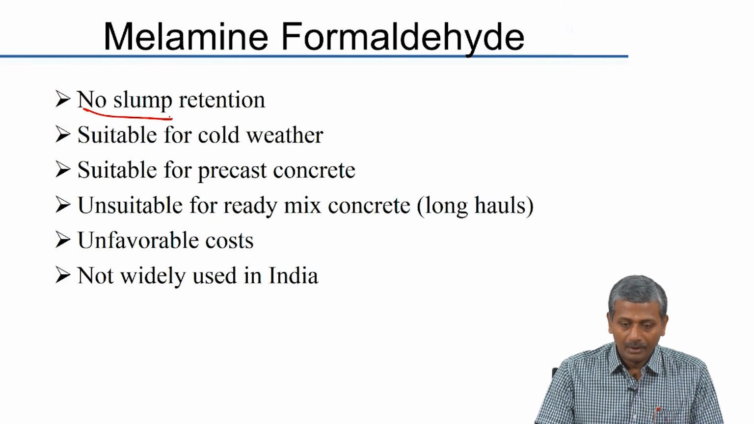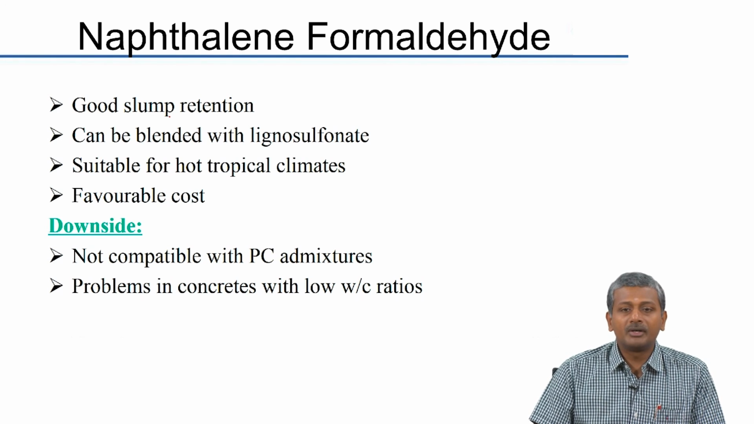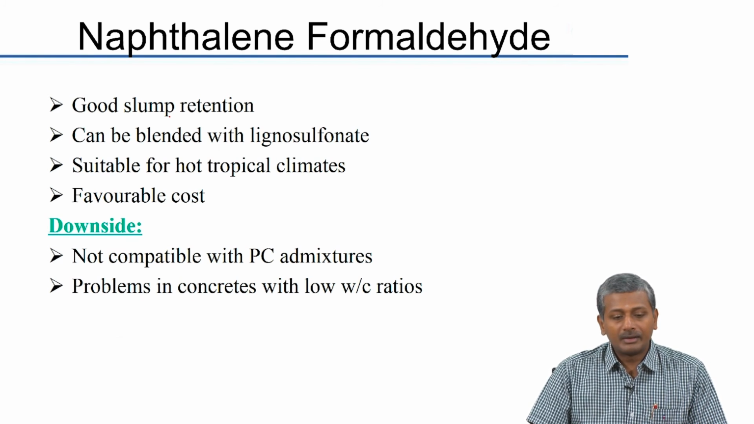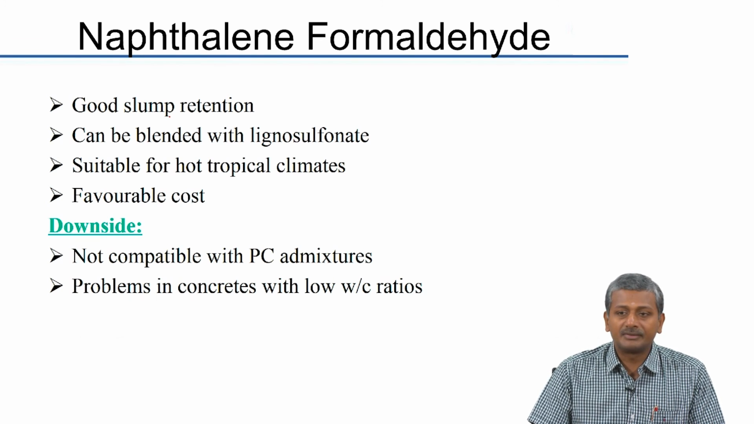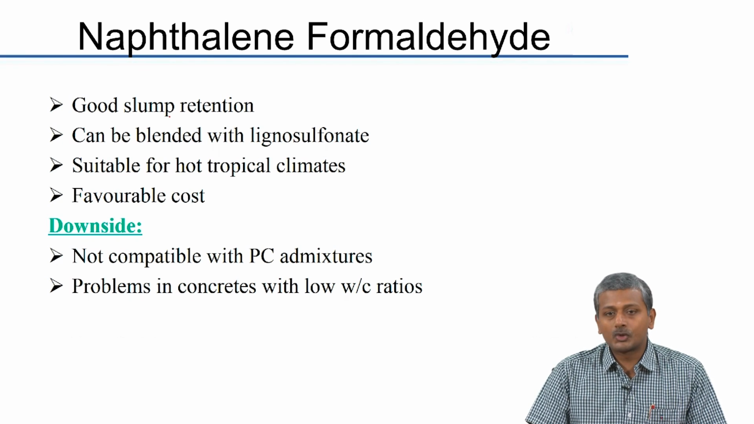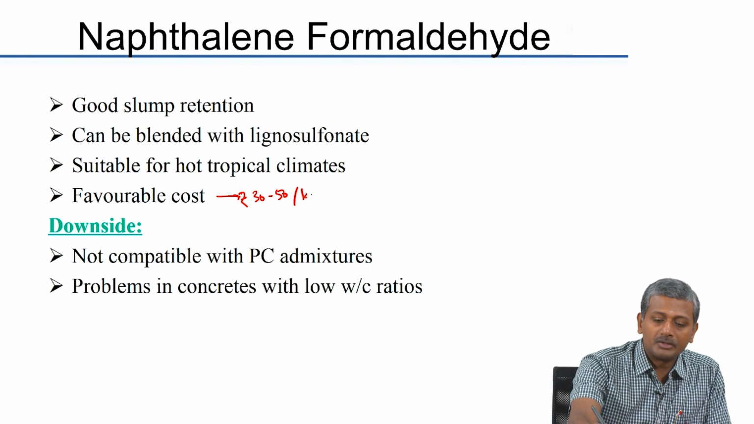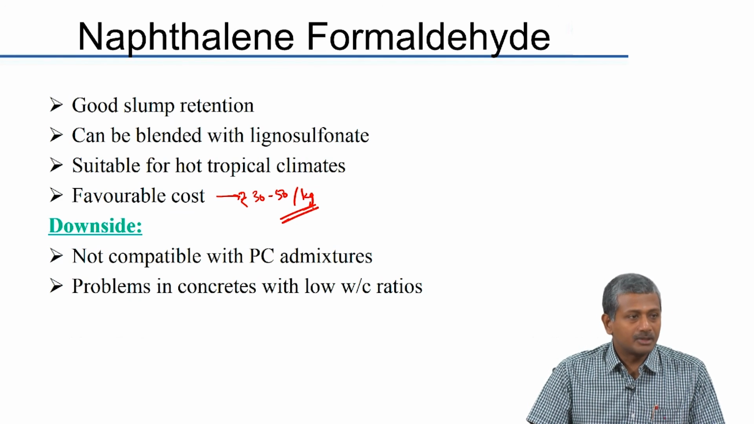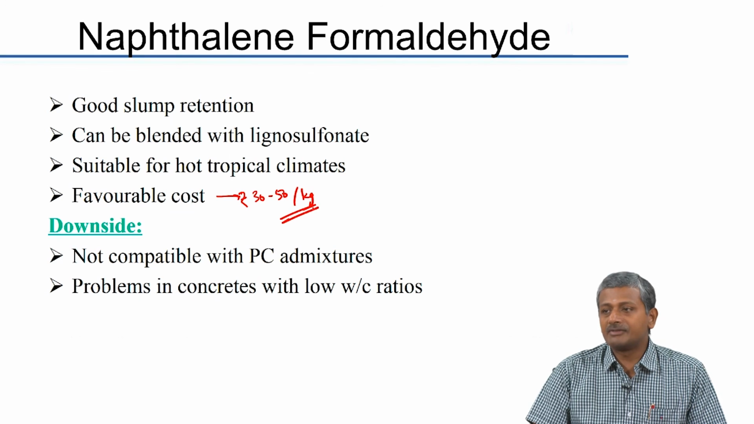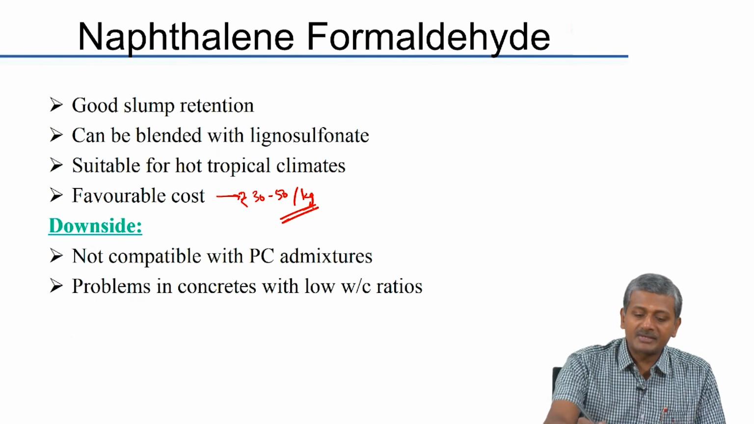But naphthalene formaldehyde on the other hand, even in warm conditions it works quite well in terms of good slump retention. It can be blended with lignosulfonate to increase the setting time, and the cost is also quite favorable. Typically you will find that these are available at about 30 to 50 rupees per kg. Okay. Lignosulfonates will be much cheaper, but generally you will find that SNF is available probably at around 30 to 50 rupees per kg. Downside is you can't mix them with PCE admixtures.